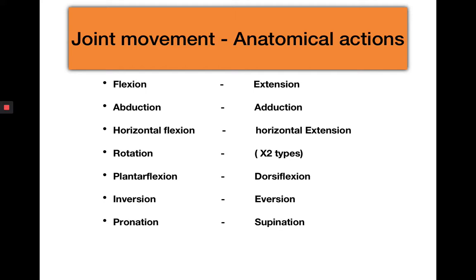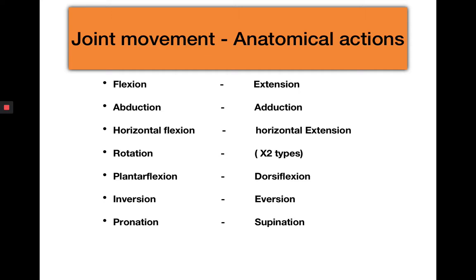Now we have pronation and supination, and these only happen in our forearm. So if I was to pronate or cause forearm pronation, I would turn my hand so the palm was down. And supination is turning so my palm is up.